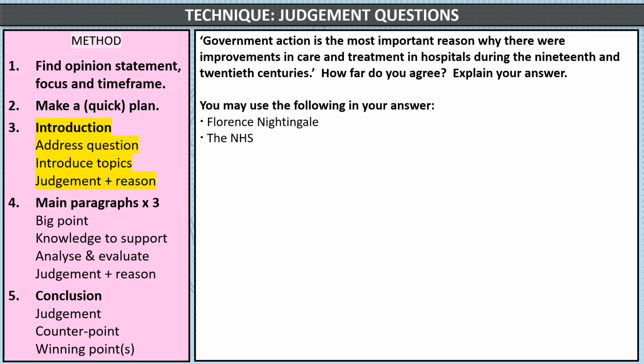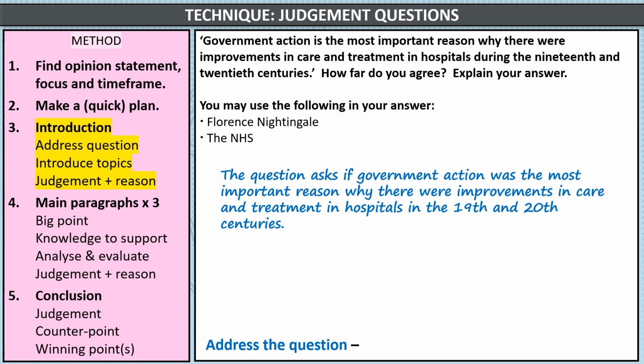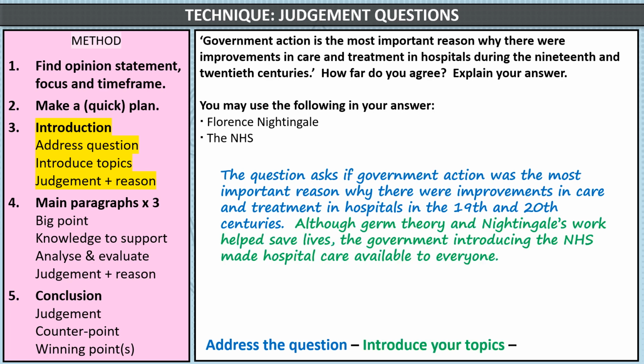Next, let's look at how to write up our answer. First, we need an introduction. This should be fairly brief, 3 sentences only. First, we address the question. This means quoting back the question to the examiner, showing that we've understood it. Then we introduce our 3 topics for the answer. Finally, we give our overall decision. Here we make it absolutely clear how far we agree with the statement. In this case, I mostly agree.